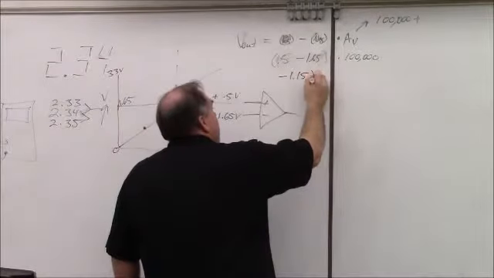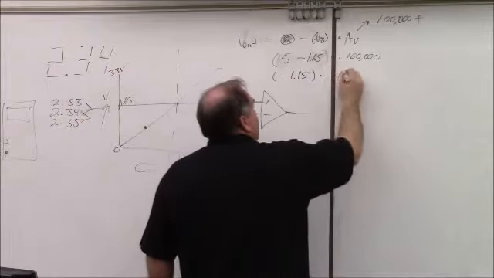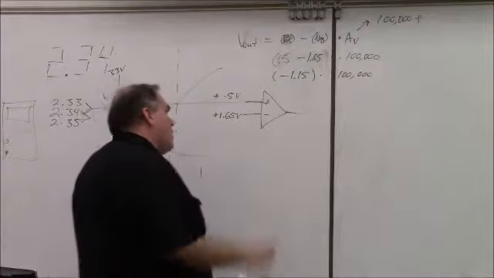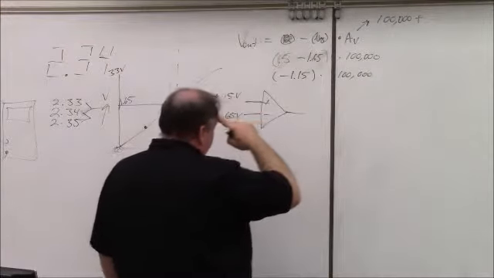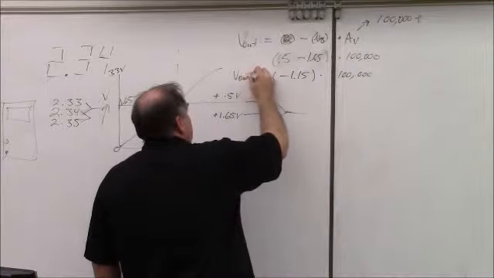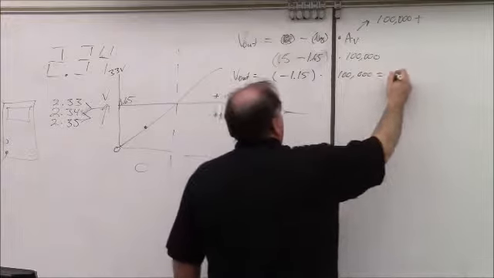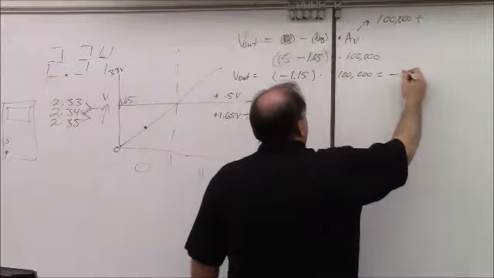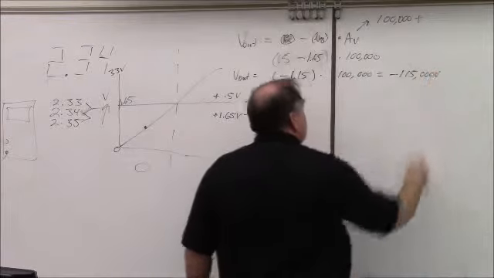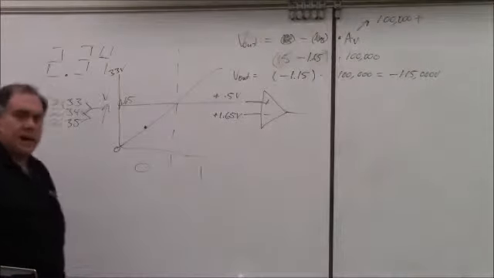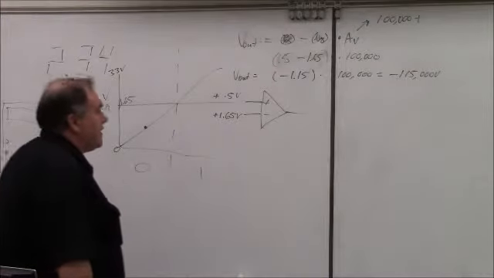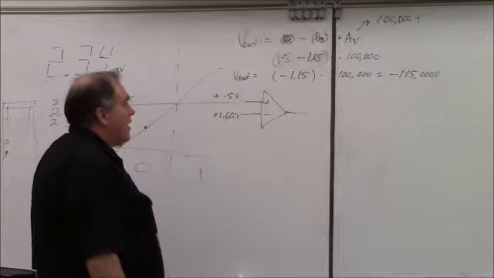0.15, and now this is still times 100,000. So V out would be equal to minus 115,000 volts. That doesn't seem right. Probably aren't going to get negative 115,000 volts out of our little op amp.